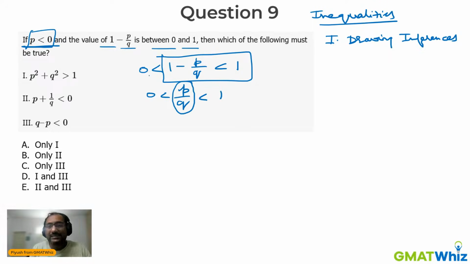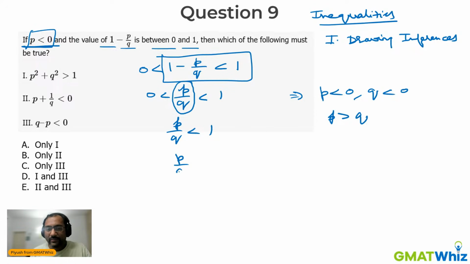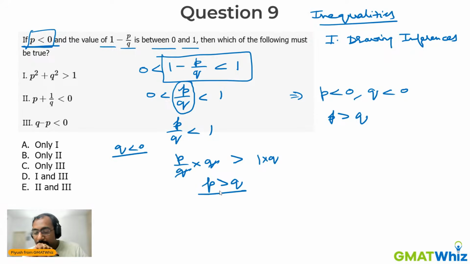And since P by Q is positive and I know P is negative, I can also infer that Q is also negative. But I would not stop at that. Another thing which I can for sure infer over here is that P is greater than Q. Now, how do I know that? Focus on this. If I multiply Q on both sides, what will I get? I'll get this. Now the sign will flip because I'm multiplying by something which is less than 0, correct? That's a rule of inequality. So I know P is greater than Q.